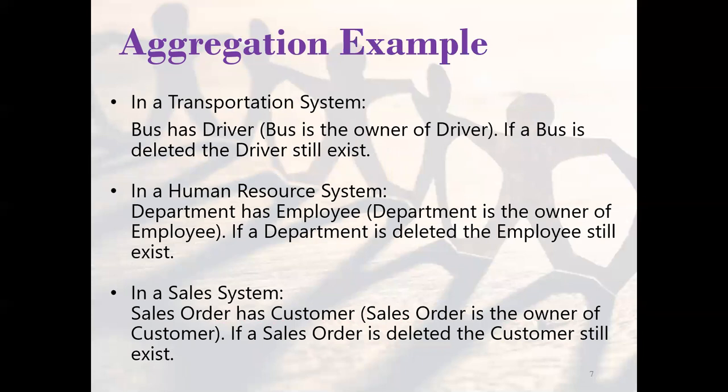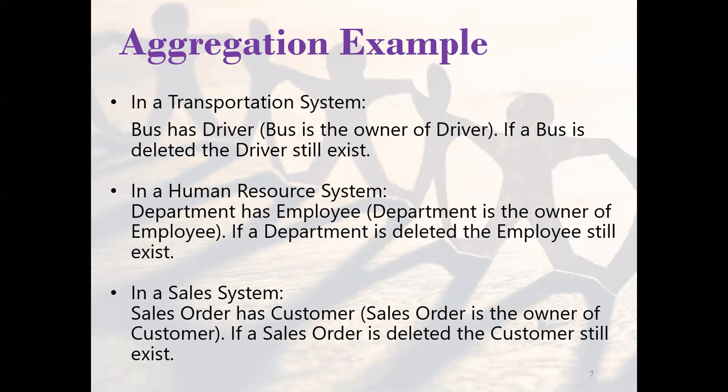This is another example. In a transportation system, a bus has a driver. A bus is the owner of the driver. Even if a bus is deleted, the driver object can still exist. Again, similar to the subject and students relationship, the driver can still exist because the driver can drive another bus, for example.